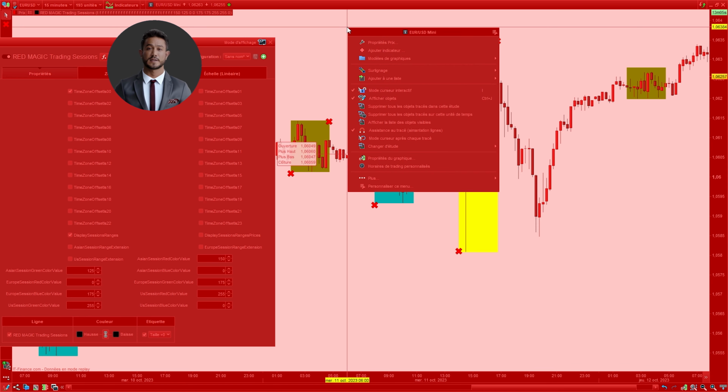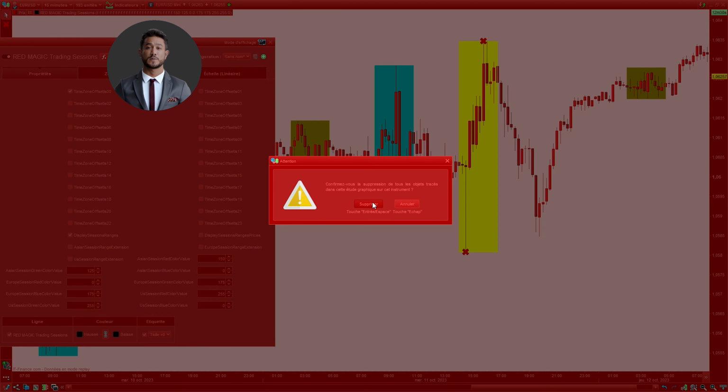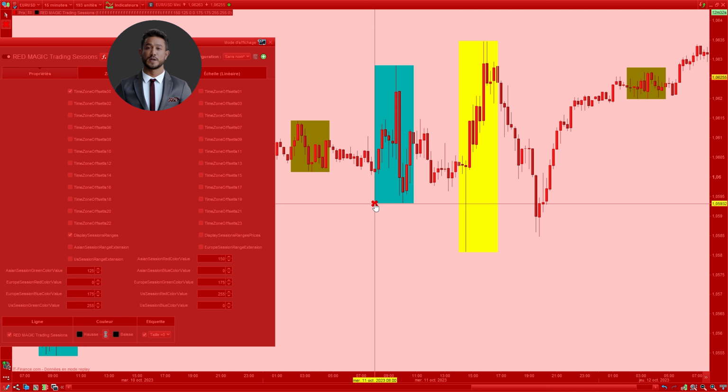The Red Magic Trading Sessions indicator allows you to see instantly the high and the low of a session. This is the US session low and you've got the US session high here. In this example, the Europe session first candle is above this red cross and the Europe session last candle is below this other red cross.